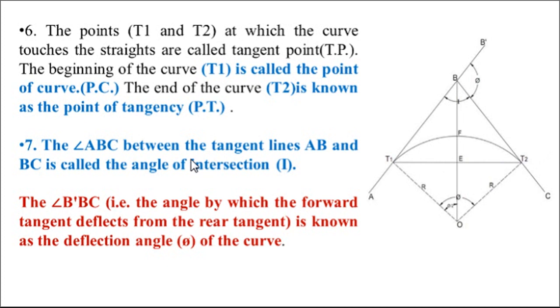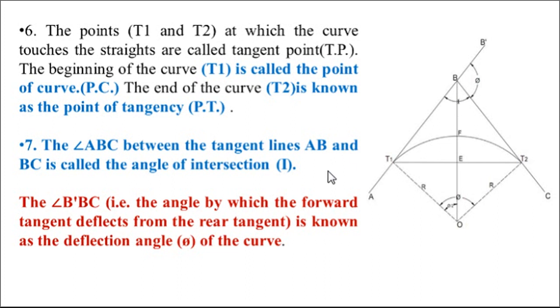Next, the angle ABC between the tangent lines AB and BC is called the angle of intersection I. This is the first tangent AB, this is the second tangent BC. The intersection of these two takes place over here, and this angle is called the angle of intersection, and it is denoted by capital letter I.